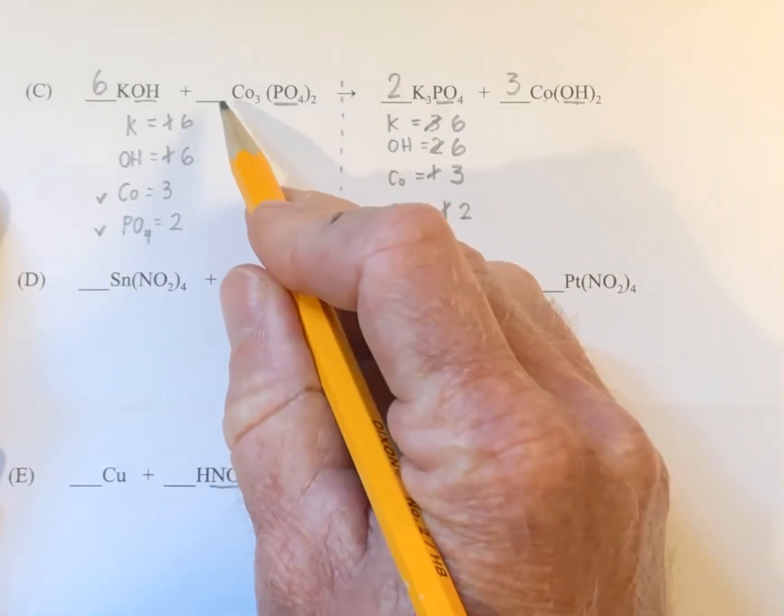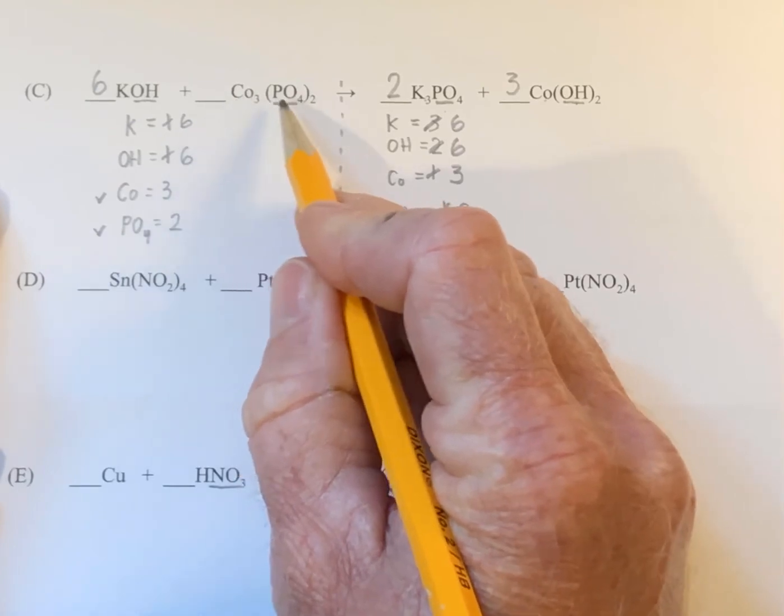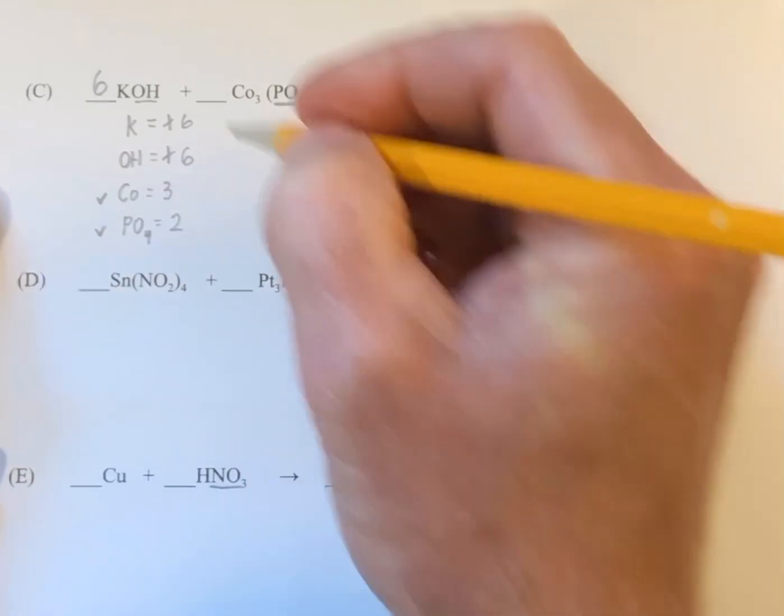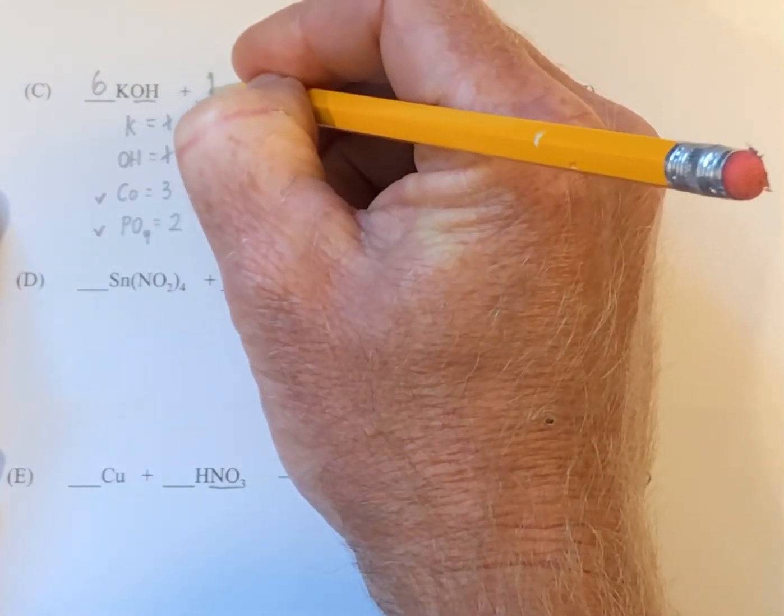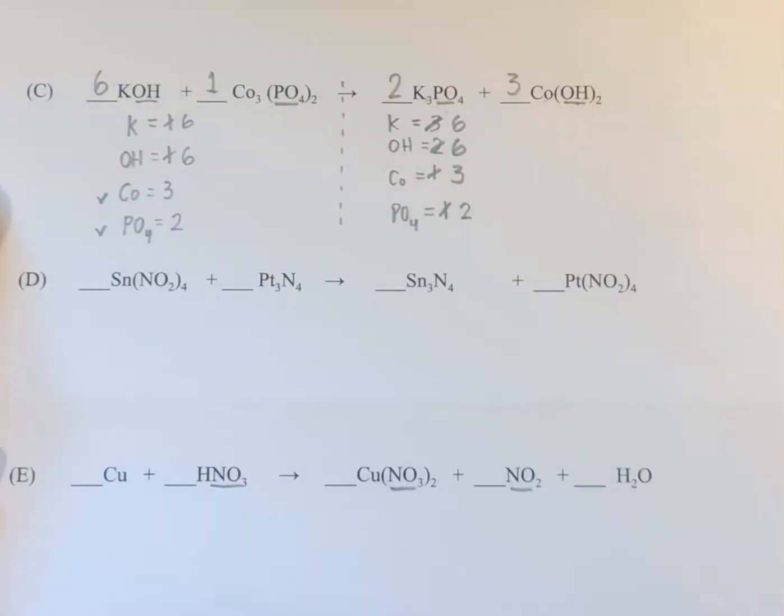Again, no change was made to the coefficient for cobalt phosphate. That does indicate that there's 1 molecule of cobalt phosphate. So 6 of the potassium hydroxide molecules react with 1 of the cobalt phosphate molecules to produce 2 of the potassium phosphate molecules and 3 of the cobalt hydroxide.